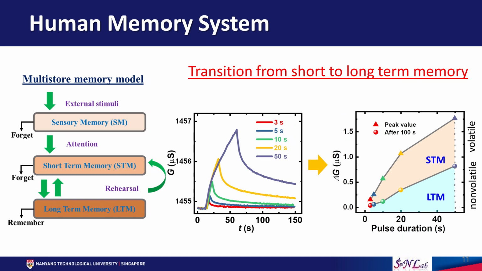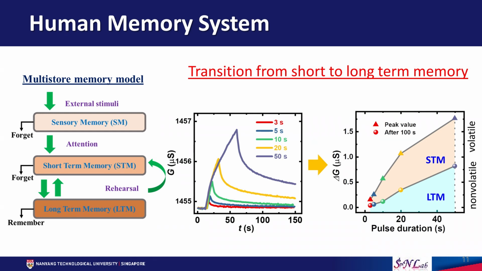So the increment of non-volatile conductance modulation with pulse duration shows a transition from short-term memory to long-term memory in the synaptic device. So after emulation of synaptic plasticity and the human memory system, we tried to demonstrate the cobalt-based synaptic transistor can also do processing.